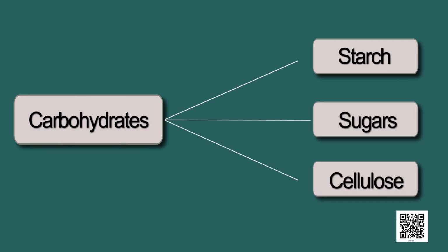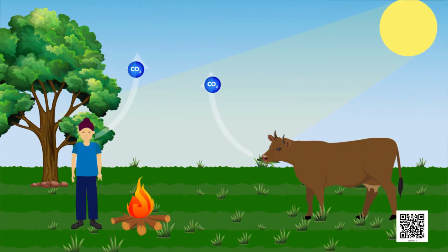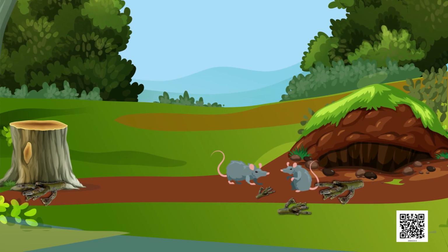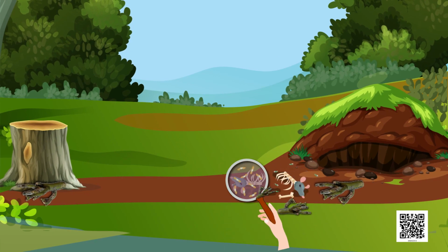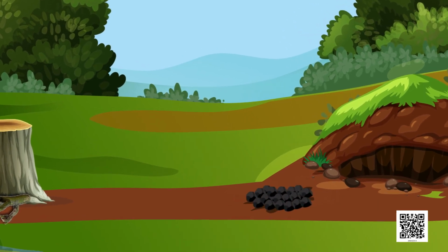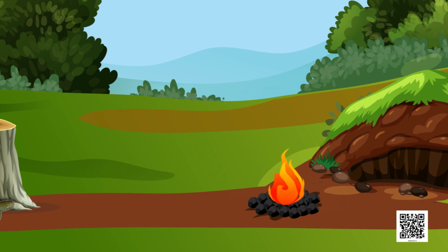The utilization of glucose to provide energy to living things involves the process of respiration, in which oxygen may or may not be used to convert glucose back into carbon dioxide. The dead organisms are decomposed by bacteria and fungi, and carbon dioxide is released into the air. The dead organisms convert into fossil fuels over a long period of time.